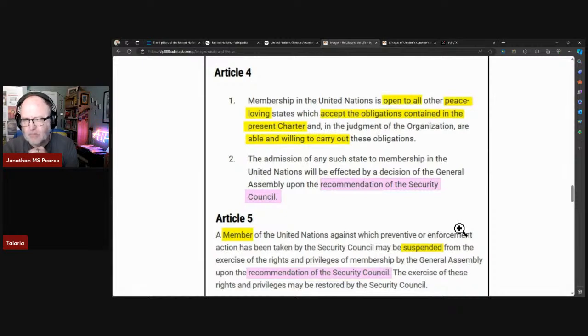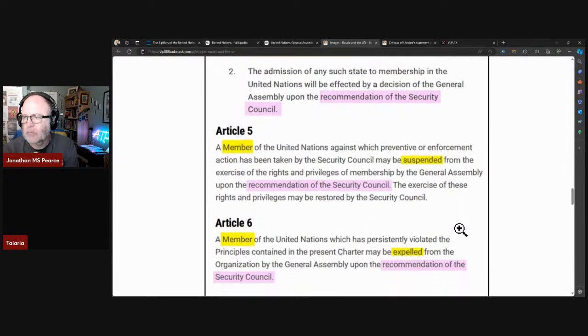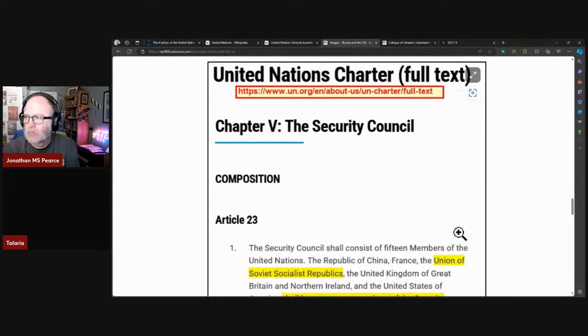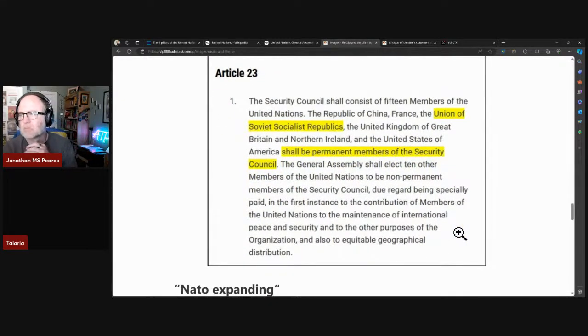The next, if we scroll down a little bit further to Article 23, and I will deal with permanent membership of the Security Council, which is the membership which holds the veto. Now, this is the article in the United Nations Charter, again, which is the rules of how the United Nations functions. And you will see there it says the Security Council shall consist of 15 members, and then it names China, France, the Union of Soviet Socialist Republics, the United Kingdom, and the United States as permanent members.